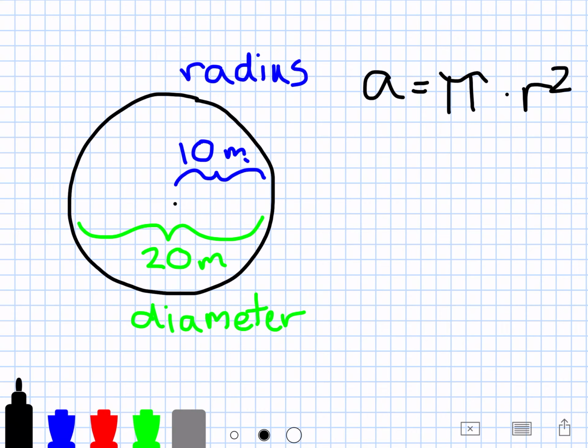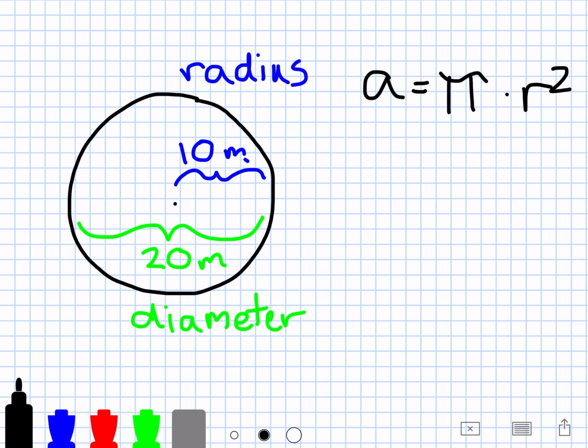Now, when the radius is 10, remember the diameter is going to be twice as big as the radius. So the diameter in this case is going to be 20 meters. So if you drew a line from any of those outside edges that run right through the center dot, it'll be 20 meters. We're not going to use diameter here, but we do use it when we find the circumference.